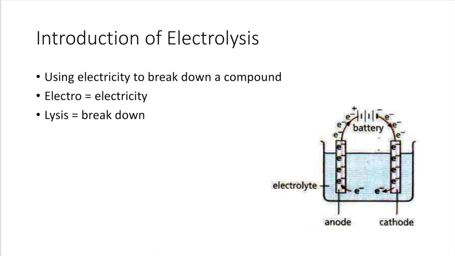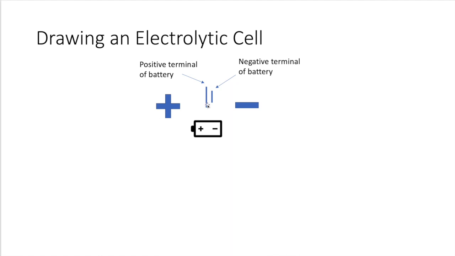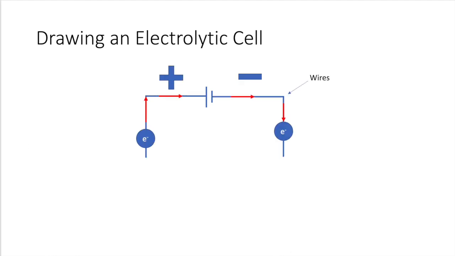The long line represents the positive end of the battery and the short line represents the negative end of the battery, and these are the wires. Electrons are attracted to the positive end and exit the negative end. So always remember that.